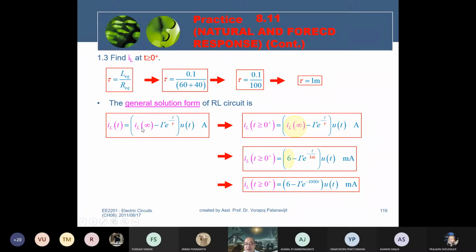After this, you substitute IL at time infinity equal to 6 milliamp, and here 1000 for this case. The time constant equals 1 milli, and reversing it gives you 1000. This is for the inductor current at time greater than 0.